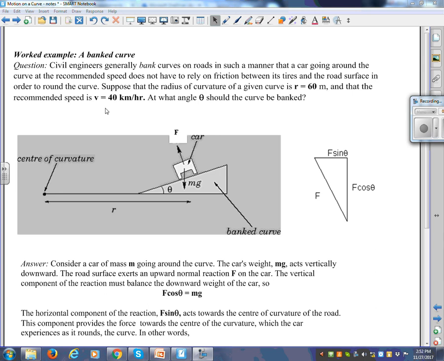Okay, so question here. Civil engineers generally bank curves on roads in such a manner that a car going around the curve at the recommended speed does not have to rely on friction between its tires and the road surface in order to get around the curve. So engineers will actually bank it so that when it is icy and there's less friction, you can still get around the corner. How do they do that? By banking the curve. Suppose the radius of curvature on a given curve is 60 and the recommended speed is only 40. At what angle should the curve be banked? So how much incline should we have?